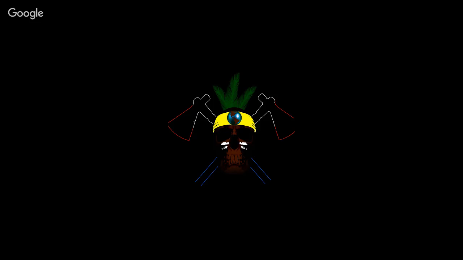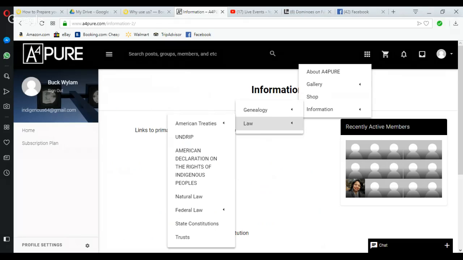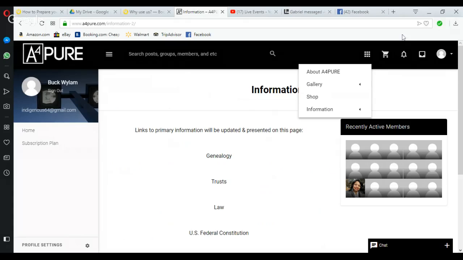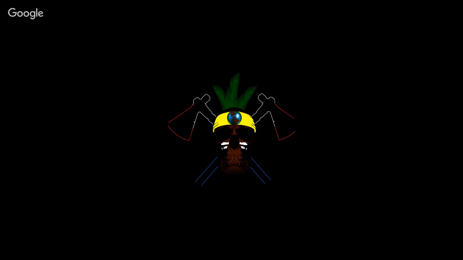Hey Buck, can you read off those menu items? American treaties, UNDRIP, American Declaration on the Rights of Indigenous People, natural law, federal law, state constitutions. Yeah, lastly on there is also trust. Can you click on the trust tab or the trust button at the bottom under law? Yes.